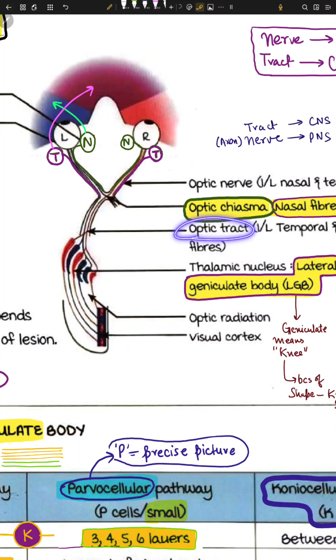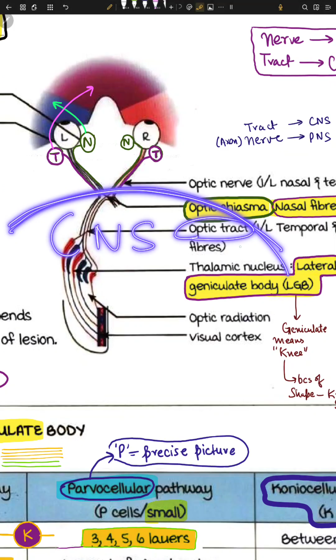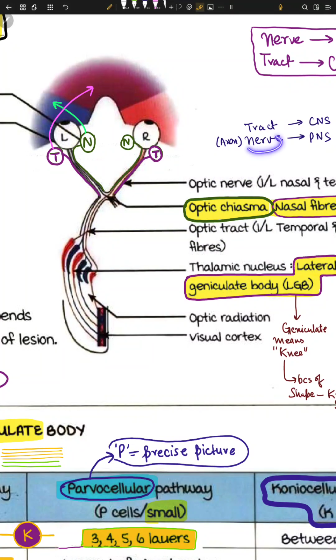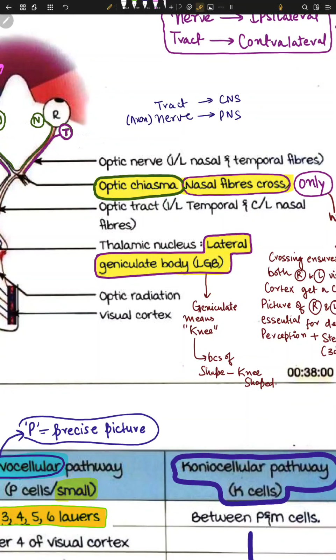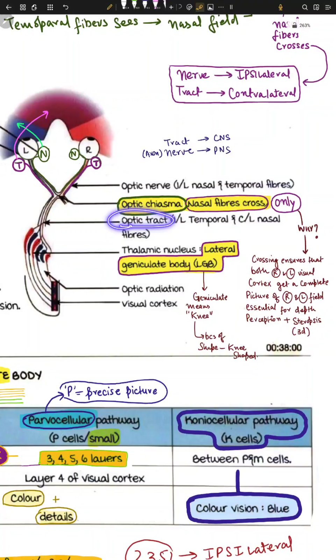Now this optic tract is inside the central nervous system. We call this a tract. This optic nerve is outside, and this is the reason why they are named nerve and tract, because nerve is present in the PNS, peripheral nervous system, and tract is present in the central nervous system. Nerve is basically a bundle of axons. That's it.